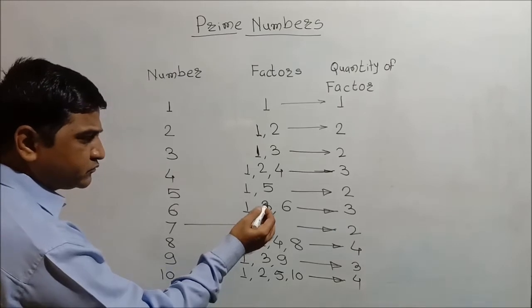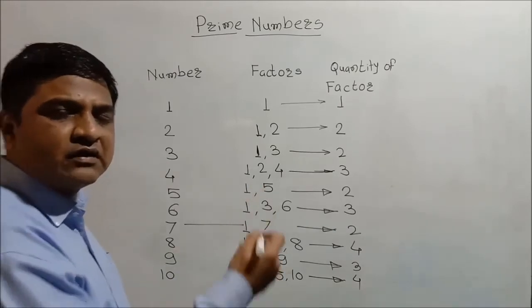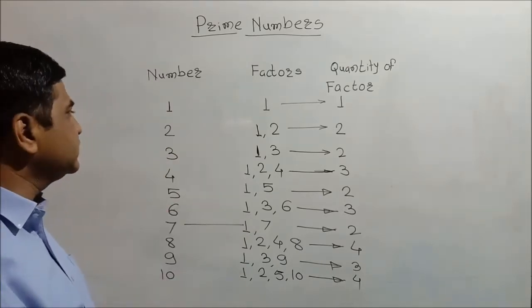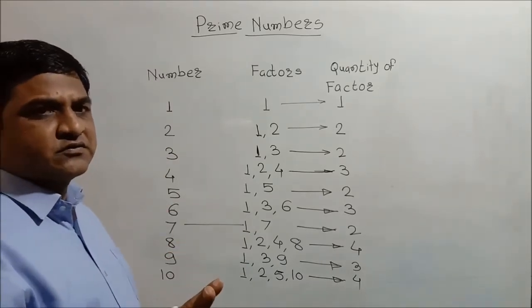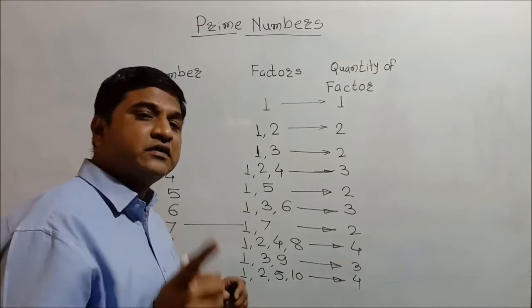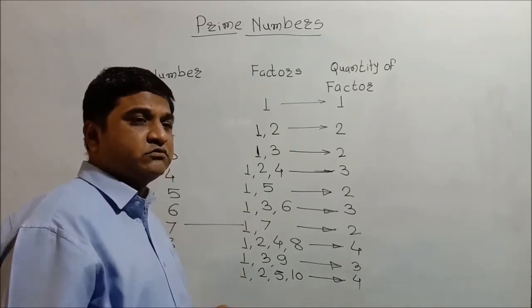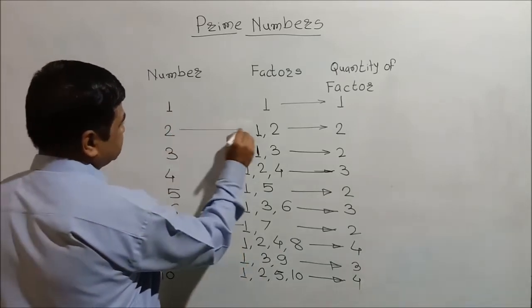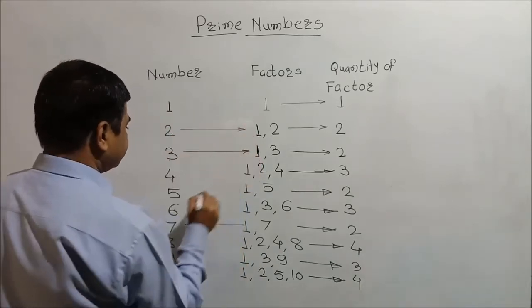So a number can be divided only by 1 and the number itself. All these numbers have only 2 factors, 1 and the number itself. Such numbers are known as the prime numbers. Why are they known as prime numbers? What is the meaning of prime?